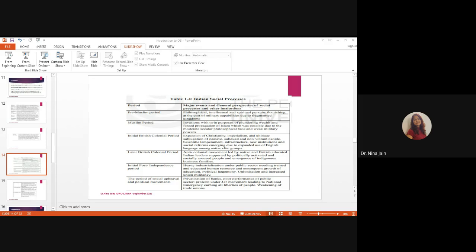The initial post-independence period in India saw heavy industrialization under the public sector, and they required trained and educated human resources to work in the industry. There was a consequent growth of education in English, British ways. There was unionization and increased union militancy. There were many problems also during that time.